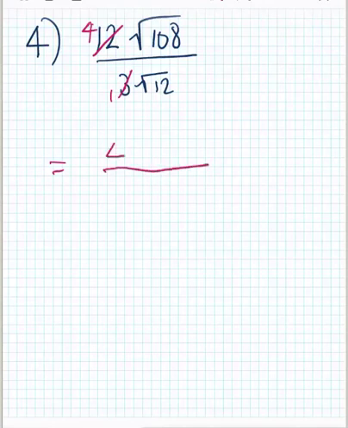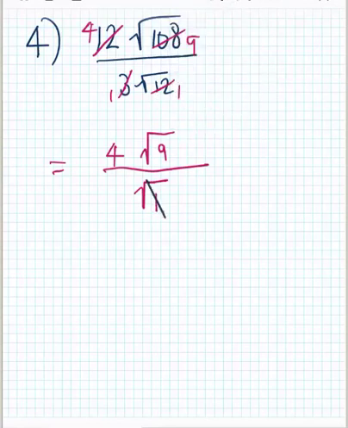And I have 108 and 12. Well, I can divide them both by 12. 12 divided by 12 is 1. 108 divided by 12 is 9. So I end up with the square root of 9 on top. And then 1 times 1, we've got the square root of 1 on the bottom. Now, of course, we know the square root of 1 is just 1. So I didn't have to even write that. And the 1 can be invisible on the bottom.